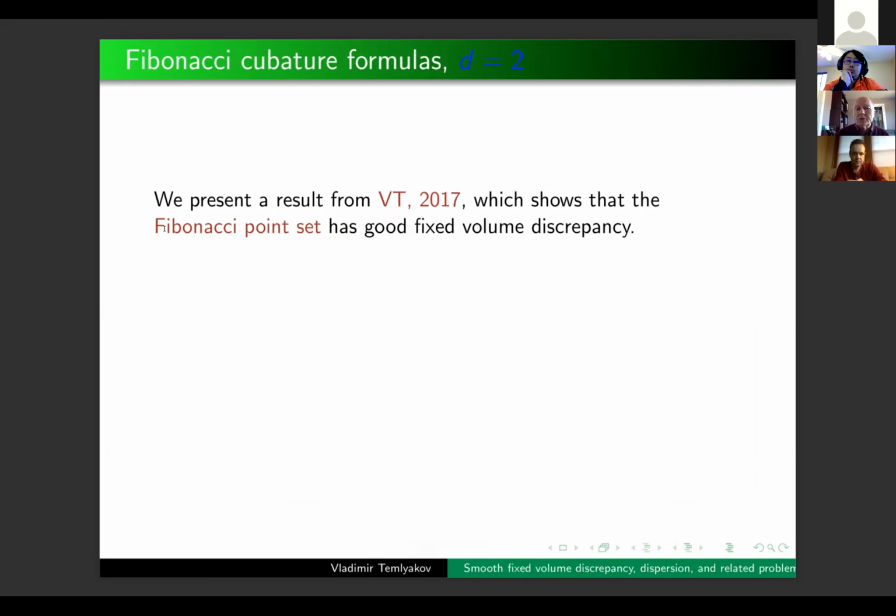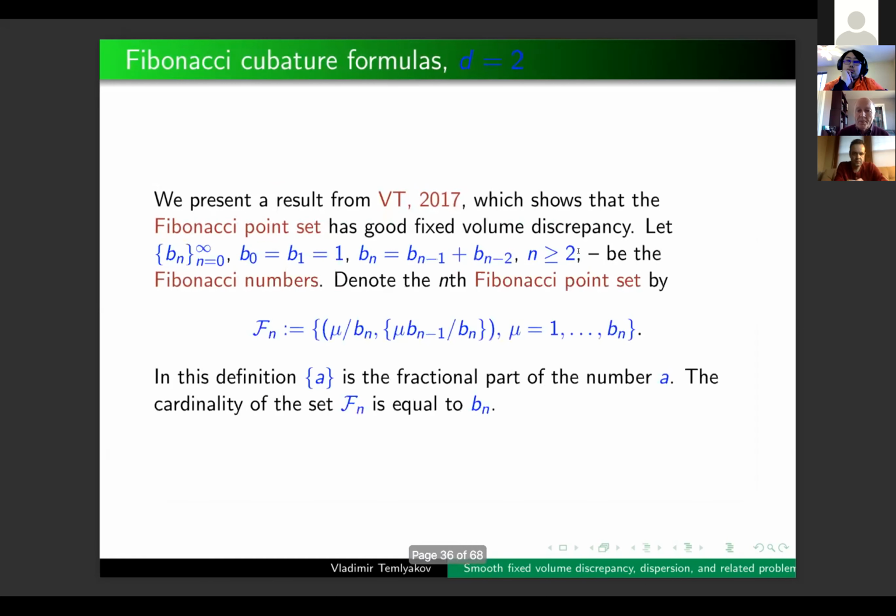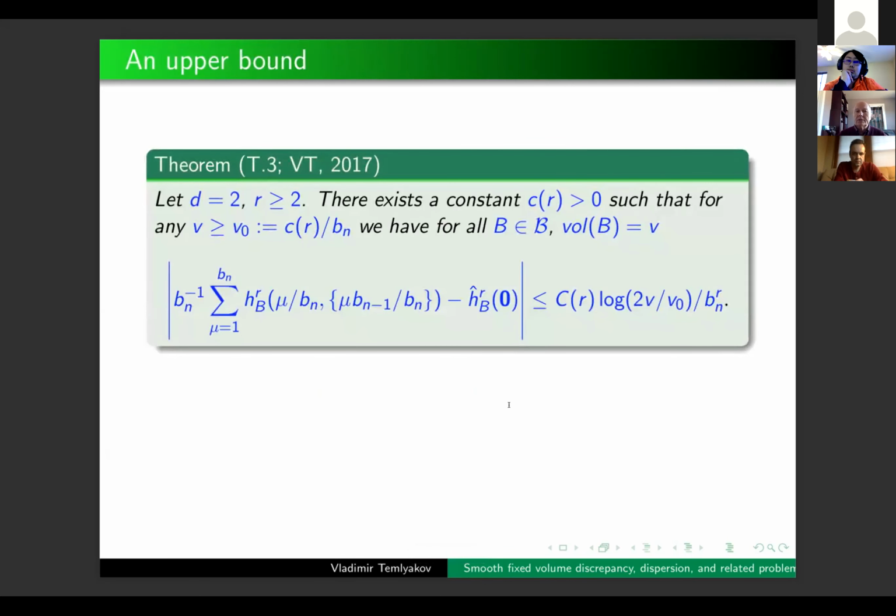So, a couple of examples. The first example which we considered were Fibonacci points. That means a two-dimensional case, and this is a standard definition of Fibonacci numbers. And this is again a standard definition of Fibonacci point sets. So everything here is in the unit cube. And now the question is what is the behavior of this fixed volume discrepancy. Now R is any number, but we can prove the results, as you can see here, for R greater or equal than 2. So we cannot prove similar results for R equals 1.